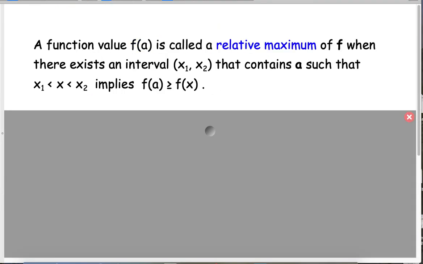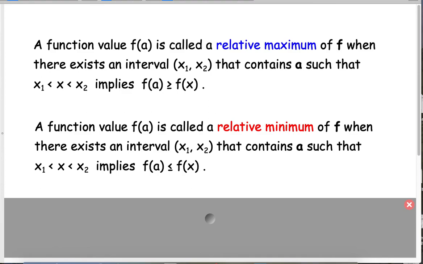All right, now I talked about maximums and minimums. A function value f of a, now this is the output value, is called a relative maximum of f when there exists an interval (x sub 1, x sub 2) that contains a such that x sub 1 less than x sub 2 implies that f of a is greater than or equal to f of x. It's probably more complicated, and don't put too much time into the very detailed definition of this. But basically I showed you from the graph where the relative maximum was, and that was at x equals -2, and the relative minimum was at x equals 0.